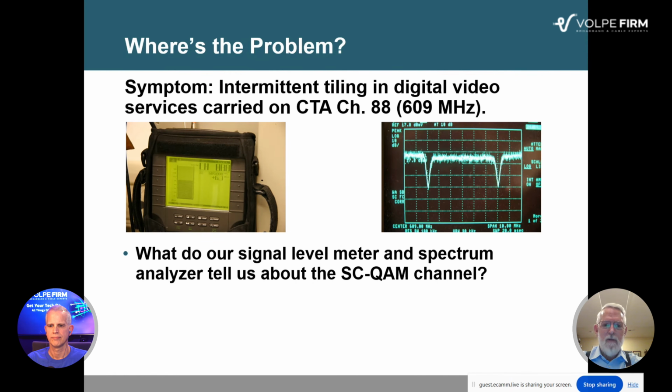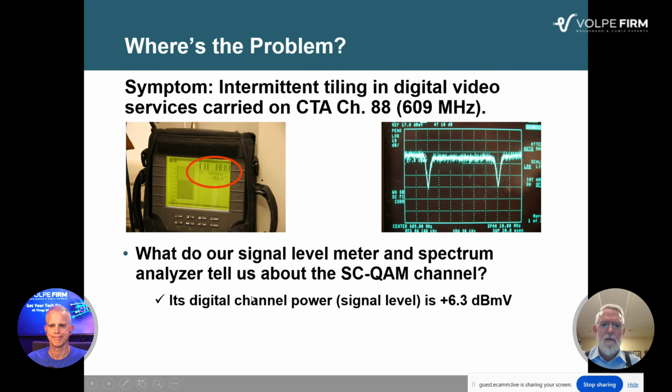So what's the first thing we do? Well, we might look at it with a signal level meter. So that's shown on the left. So it's measuring the signal level. And let's just say we've got a spectrum analyzer with us. So we're going to look at the QAM haystack right there. And we look at it and say, well, what do these two things tell us? Well, the digital channel power, the signal level, is plus a little over 6 dBmV. And that's actually pretty good.